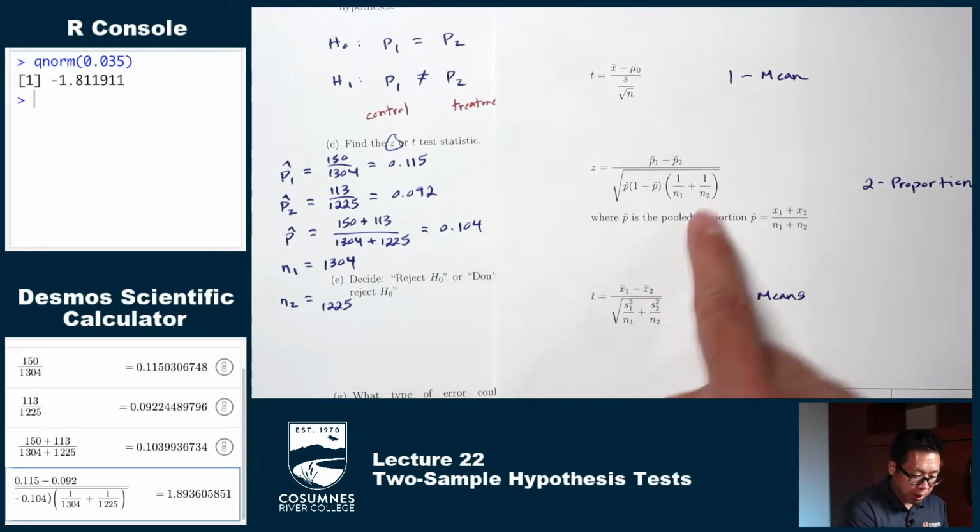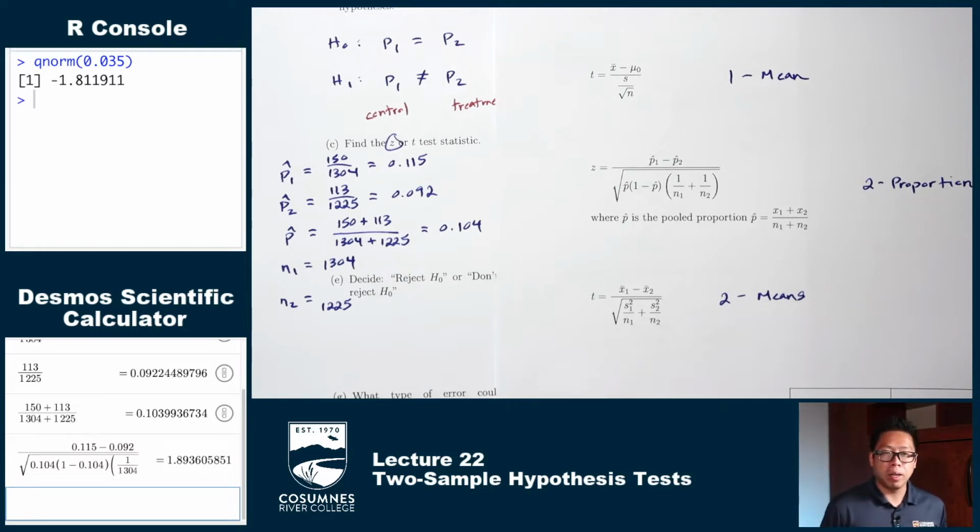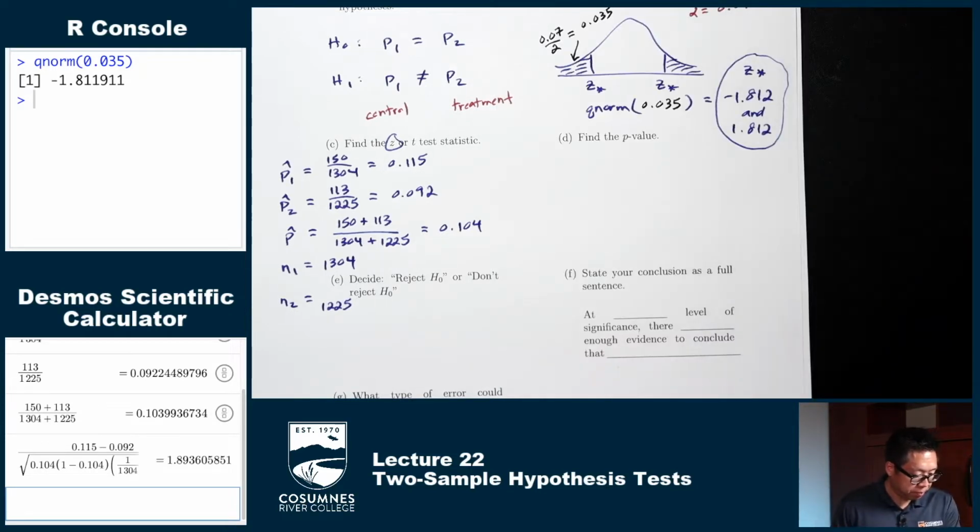Make sure what you see on decimals looks exactly like this formula. In particular, for the bottom, make sure everything is inside that square root. And then we'll hit enter. So I'm getting 1.894. That's rounded to 3 decimal places. And this is my z.